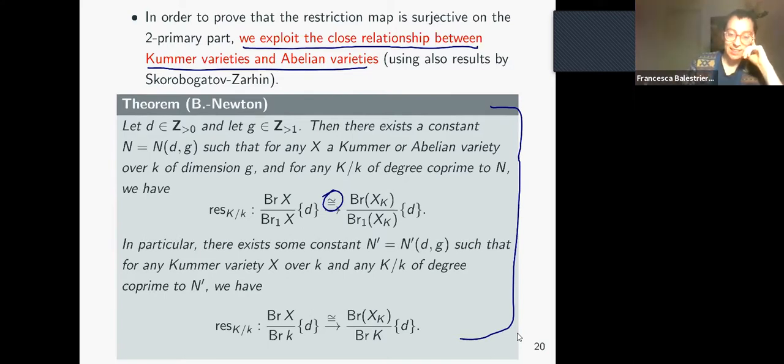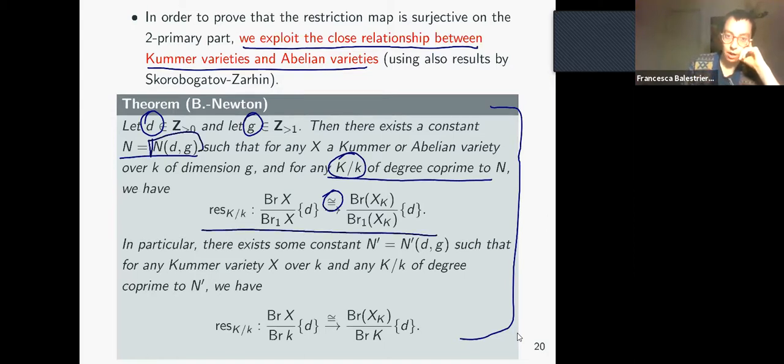Essentially it says that there is some constant which depends only on the dimension. This is the dimension of your variety and on whatever primary part you want to talk about. And anyway, it says that for any finite field extension of the Grieco prime to this number here, we have that the restriction map is an isomorphism. Essentially, this is what this is saying.